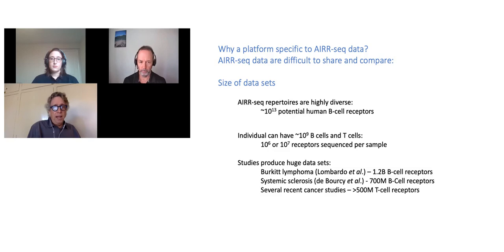And even so, with these huge data sets, you're a few orders of magnitude, perhaps, away from describing the entire diversity of these repertoires. But we are producing these huge data sets, and examples here, Burkitt lymphoma, one study had 1.2 billion B-cell receptors. Another one on systemic sclerosis had 700 million B-cell receptors. Many cancer studies every week will have more than 500 million receptor sequences put out into the data commons. So one thing we have to deal with is this huge volume.